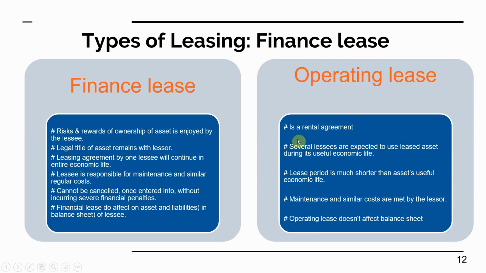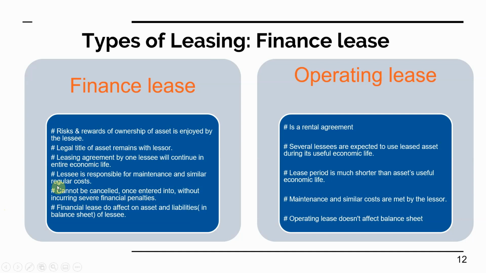Coming to the operating lease, it is just a rental agreement, meaning the ownership, the risk and reward will be totally in the hands of the lessor, not the lessee. The next point is that the legal title of the asset remains with the lessor. Though the risks and rewards are enjoyed by the lessee, the asset will still be in the name of the owner. Owner means the lessor, not the company. It will be with the financier only.